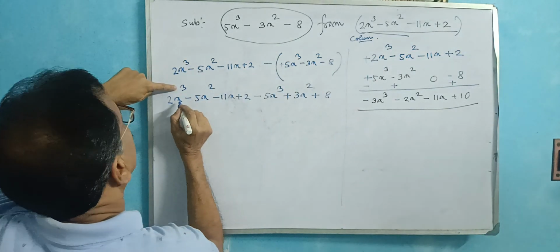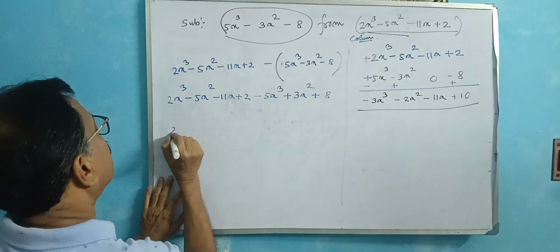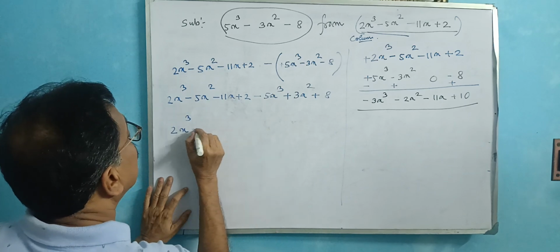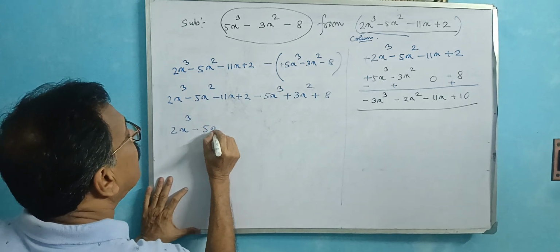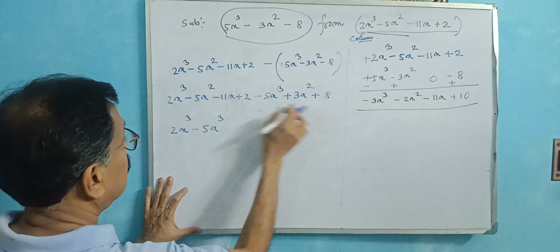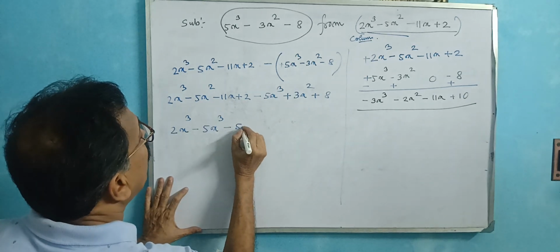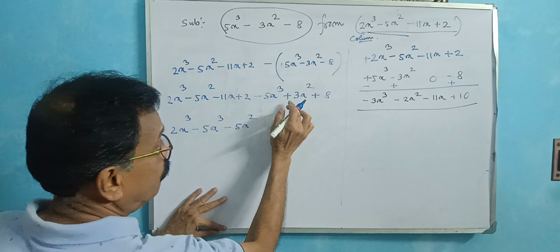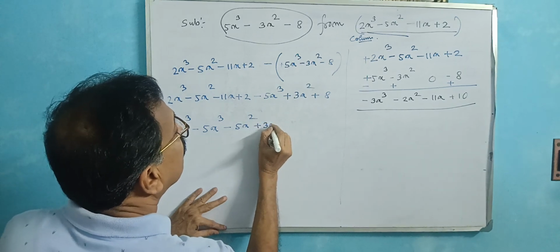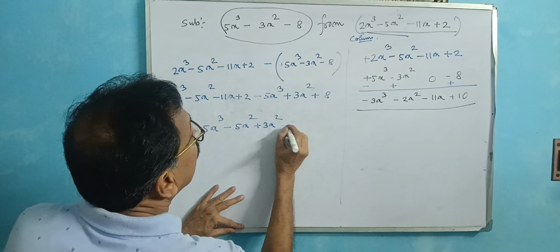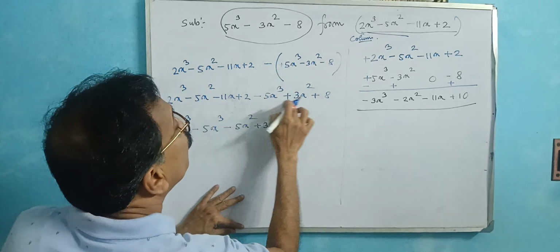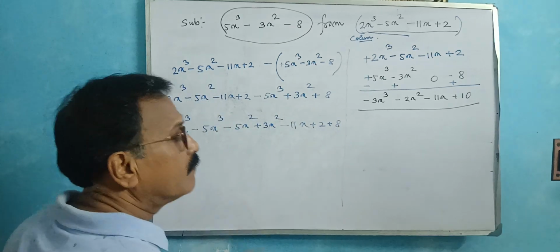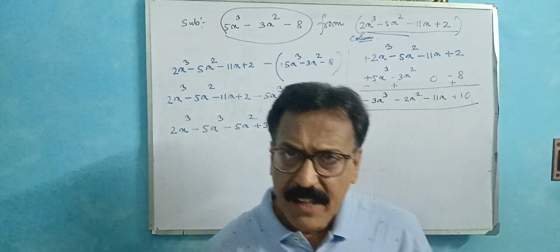Now the term here is 2x cube. So where is x cube? Here is x cube. So like terms side by side. There is no x cube now. Minus 5x square. X square, where is x square? Check very carefully. Plus 3x square. And the sign. Okay. Here is minus 11x. Here is x. No x is there. Okay. This is plus 2. This is plus 3. Okay. No problem. Clear? Very easy.